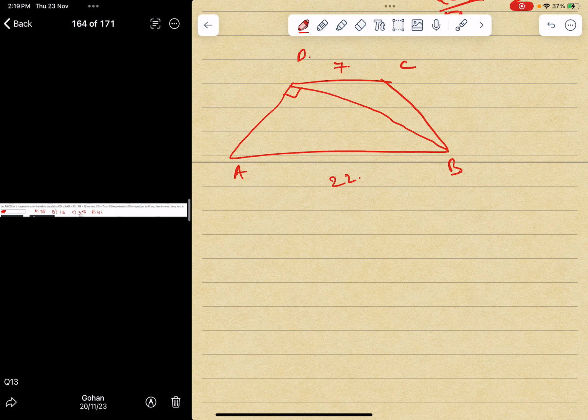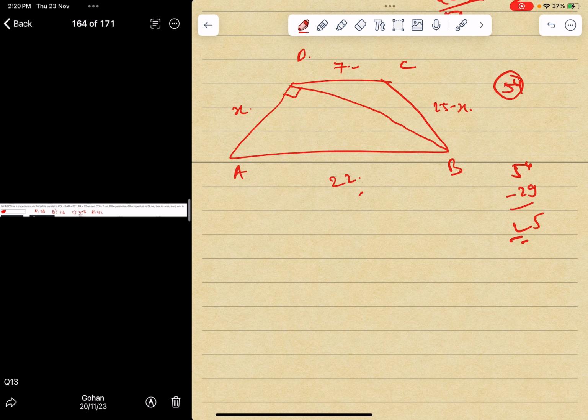So this is 7, right? This is 90 degrees. The perimeter is 54, so this is 7 and this is 22, which makes 29. 54 minus 29 is 25 left. So this will be x, and this will be 25 minus x. Our question is, we have to find out the area.